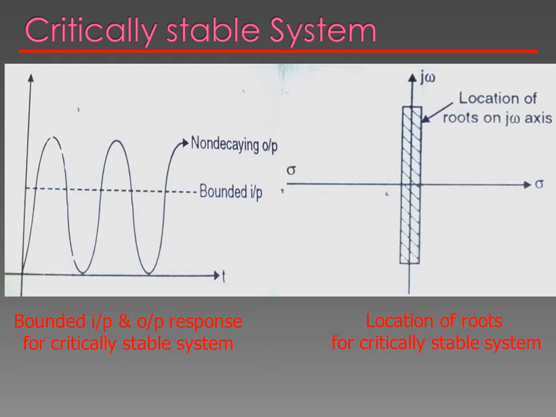See here the critically stable system. The input given is a bounded input, but the output is a non-decaying output. Neither is it going towards 0, nor is it increasing, it is just oscillating. In a positive cycle, then negative, positive, negative, like this it is oscillating. So this type of system is a critically stable system, and the location of roots for critically stable systems is on the j omega axis. So the roots will be imaginary values.